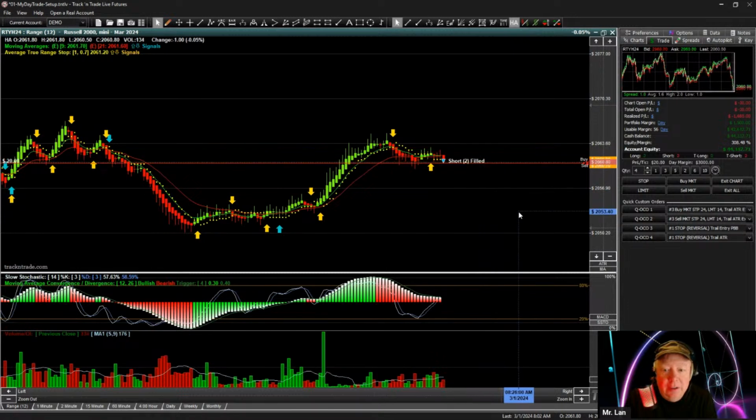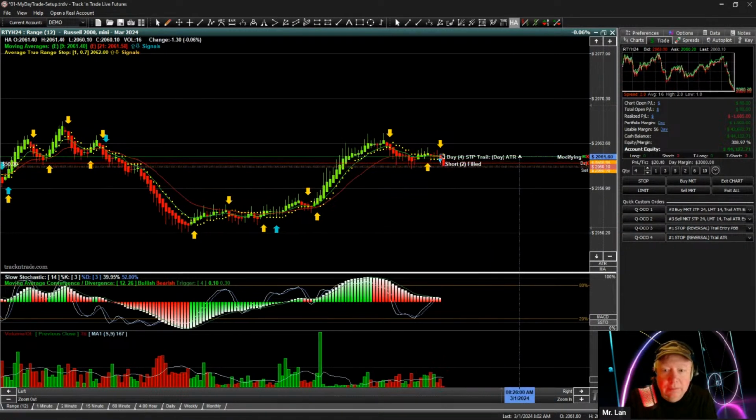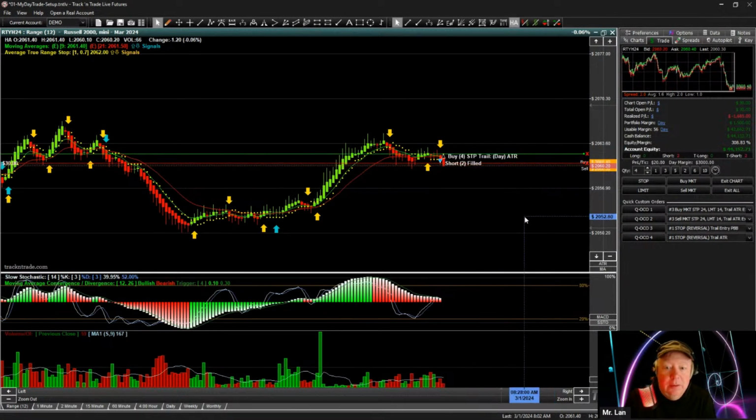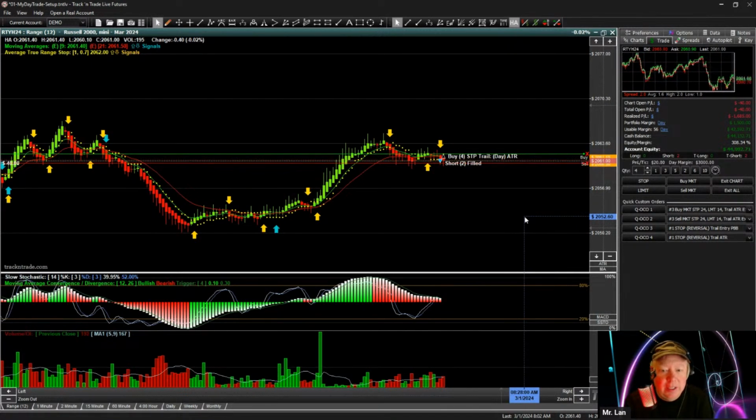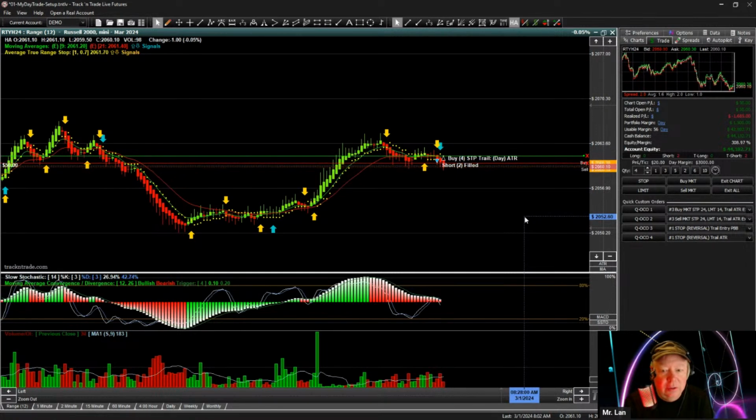You rotten machine. Just take the arrows, Lan. I am. I'm just taking the arrows. Just trade the arrows, Lan. How many times have we said that? Just trade the arrows, Lan. That's what I'm doing. I'm just trading the arrows.